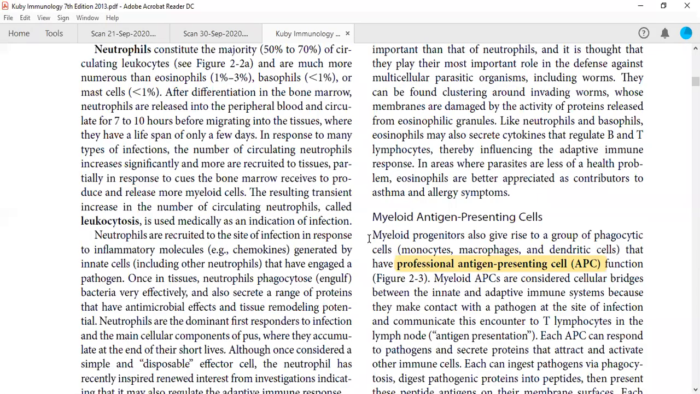All right. So the myeloid progenitor cell, as I showed you in the diagram, gives rise to a group of phagocytic cells called monocytes, which will be differentiated into the macrophages and dendritic cells. These are professional antigen presenting cells, right? By this function, they can activate other cells of the immune system, for example, lymphocytes, B cells, T cells, right? They can be activated by these antigen presentations.